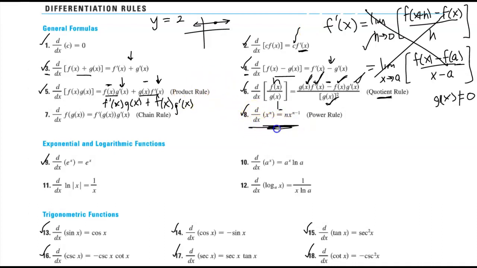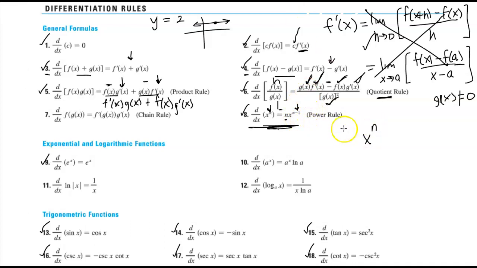So the power rule is probably one of the most important differentiation rules, because it tells us how to take the derivative of a power function. And a power function is just something x raised to the n, where x is a variable and n is a constant. And so here, what we essentially do is whatever the exponent is, we multiply it out in front, and then we subtract 1 from it.